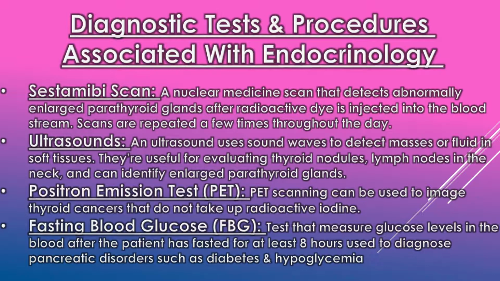Back on topic, the next one is positron emission tomography, also known as PET scanning. PET scanning can be used to image thyroid cancers that do not take up radioactive iodine. Our last one is fasting blood glucose, also known as FBG. The FBG test measures glucose levels in the blood after the patient has fasted for at least 8 hours. The FBG is also used to diagnose pancreatic disorders such as diabetes and hypoglycemia.